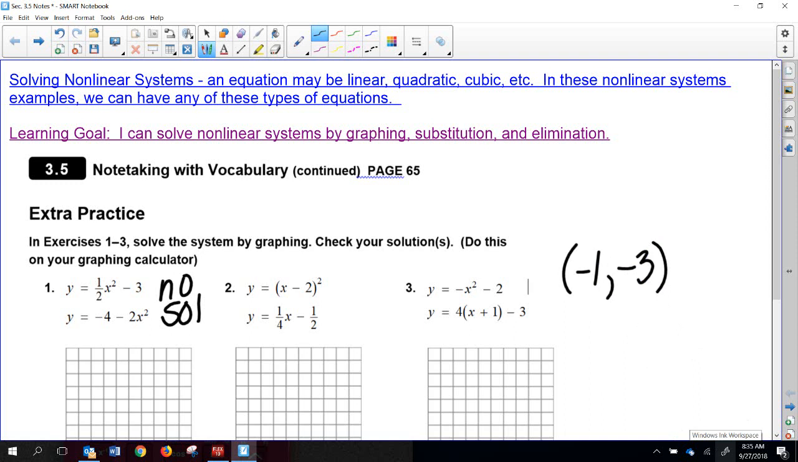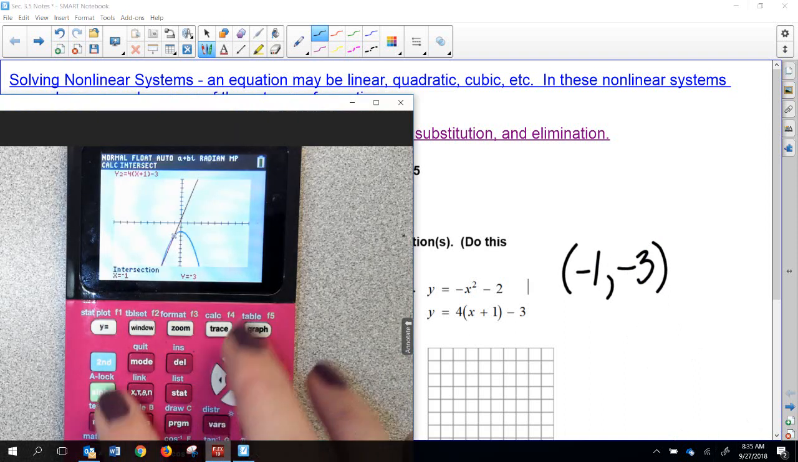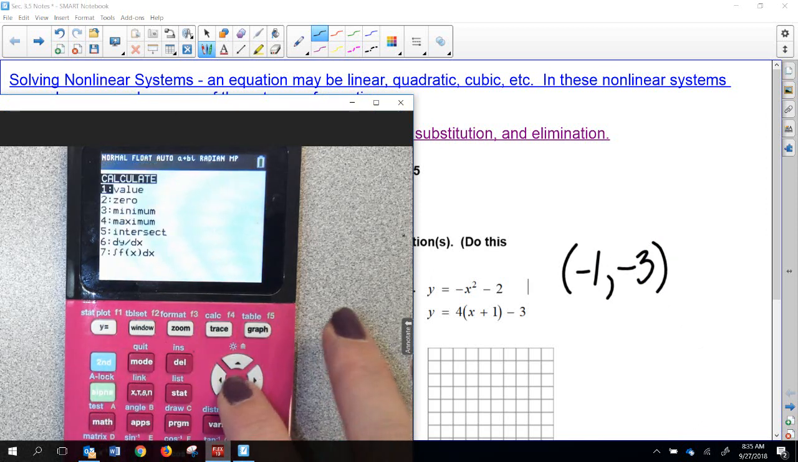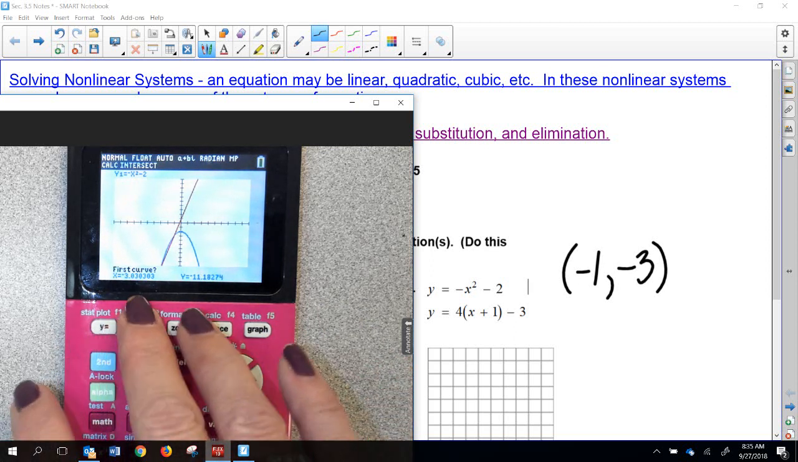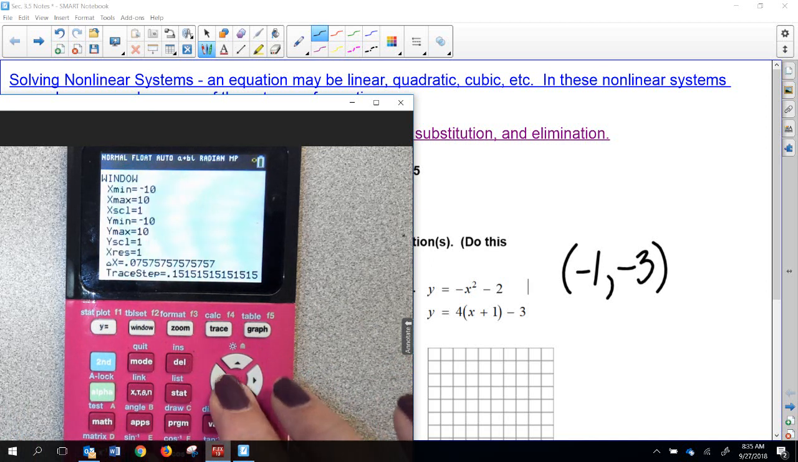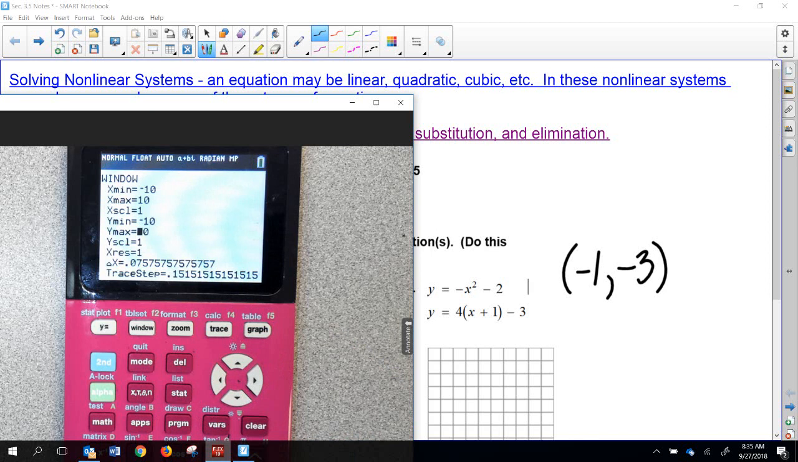Okay, now we're going to find the other solution. To find the other solution, we're going to do second trace, calculate, intersect. But now we have to get close to that other solution. Otherwise, it's just going to find the same one. We may want to extend our window to go down a little further so we can see that other solution. What would I change to go down further? The y what? Max or min? Min. So I want to make my y min go down further.